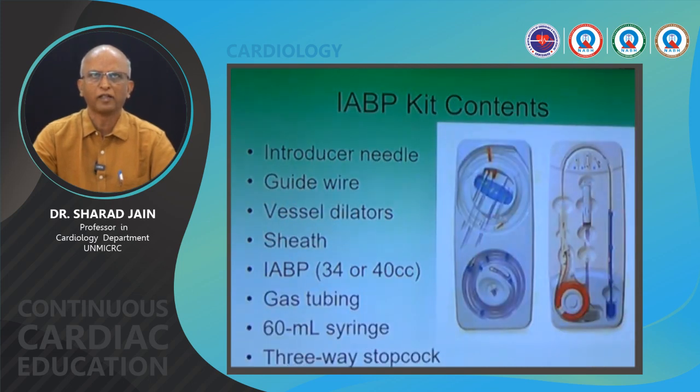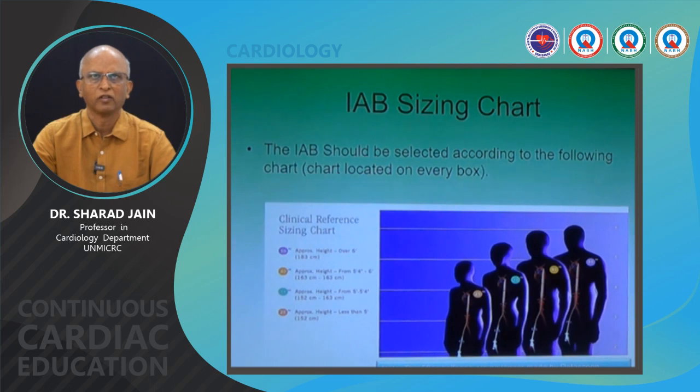The IABP kit contains an introducer needle to puncture, then the guide wire to go into the aorta, then the dilators so that the IABP balloon can go inside from the femoral side, then the sheath, you can do it with the sheath as well as a sheathless IABP balloon, then the gas tubing, the syringe, 3-way stopcock and arterial pressure tubing. So, various sizes of IABP are available depending on the patient's height, but most of the time it is 35 or 40 mm.